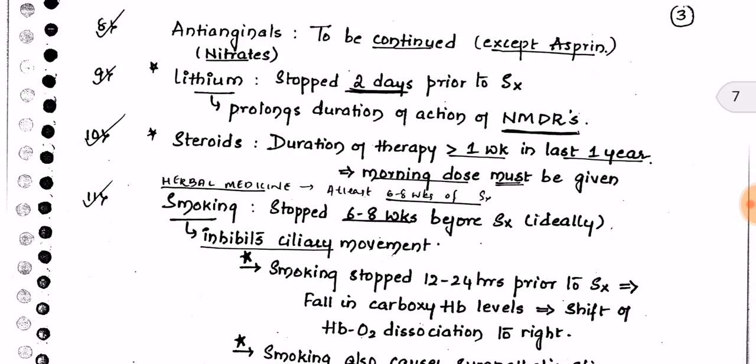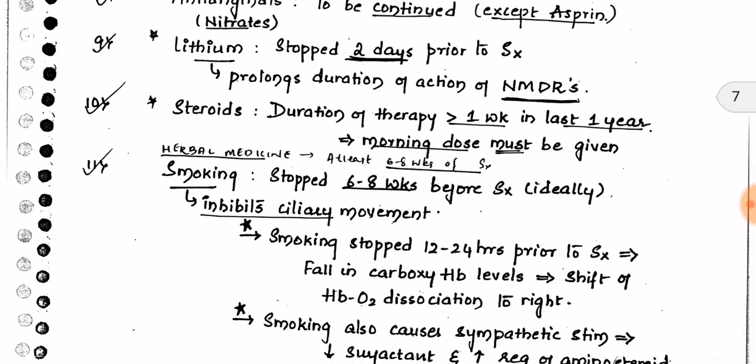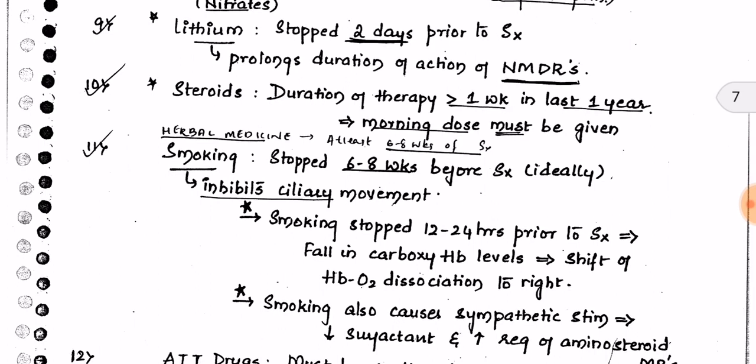Now, anti-anginals, nitrates, they can be continued, but if the person is taking aspirin, we'll discuss that later. So we've got a criteria for that as well, that we'll talk about in the next page, I guess. Now, lithium. Lithium should be stopped 2 days prior to surgery. It prolongs duration of action of the NMBs. So that is really important, right?